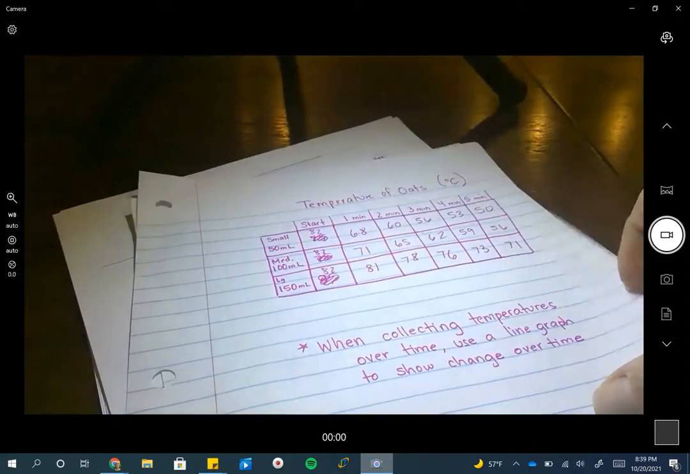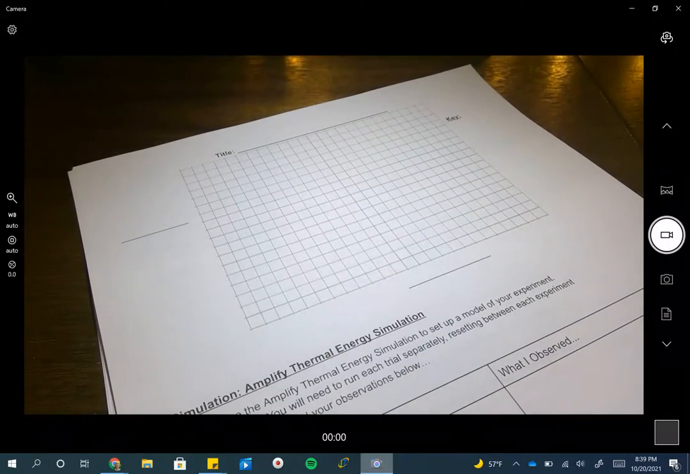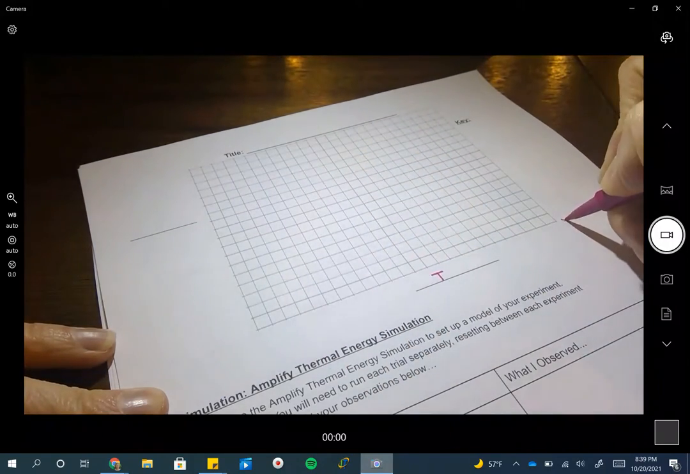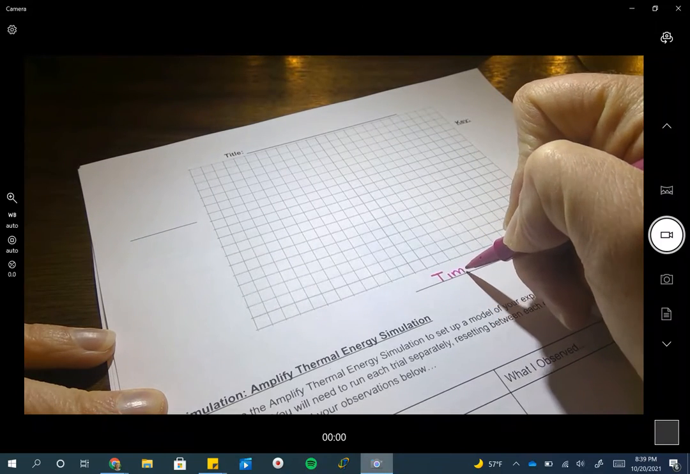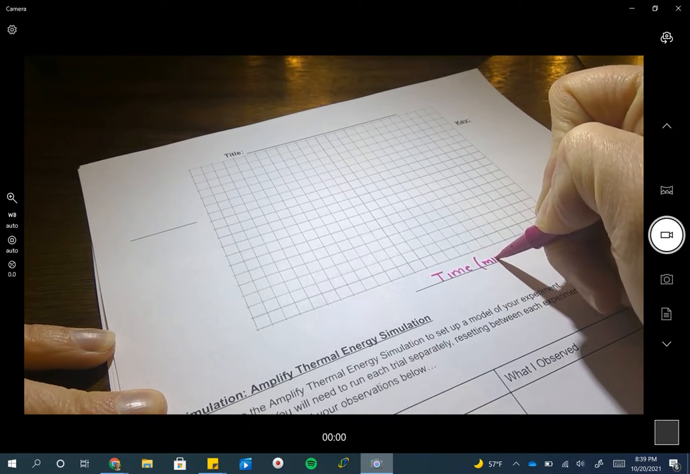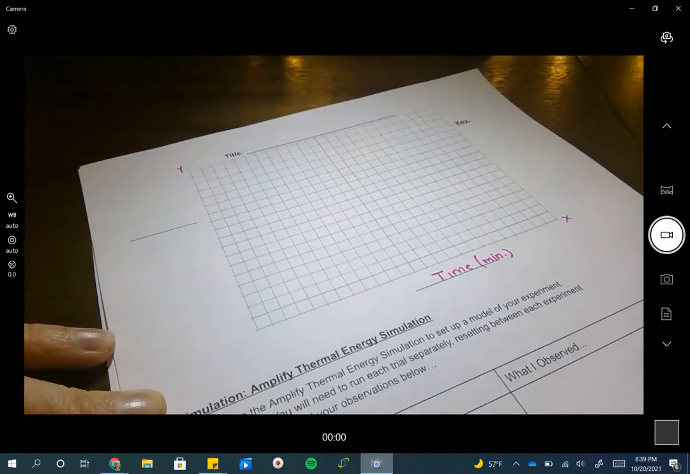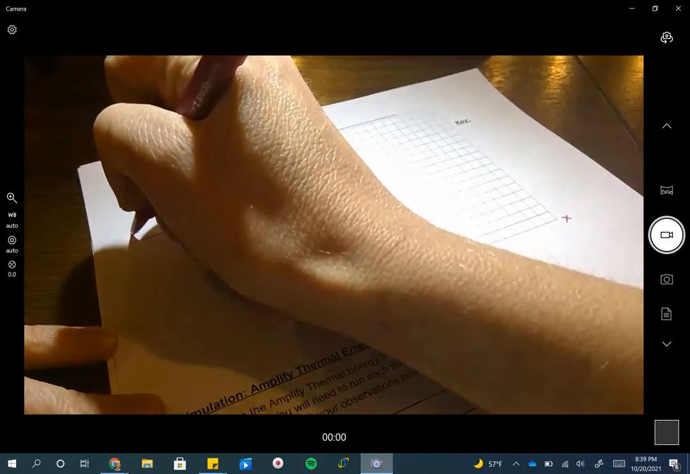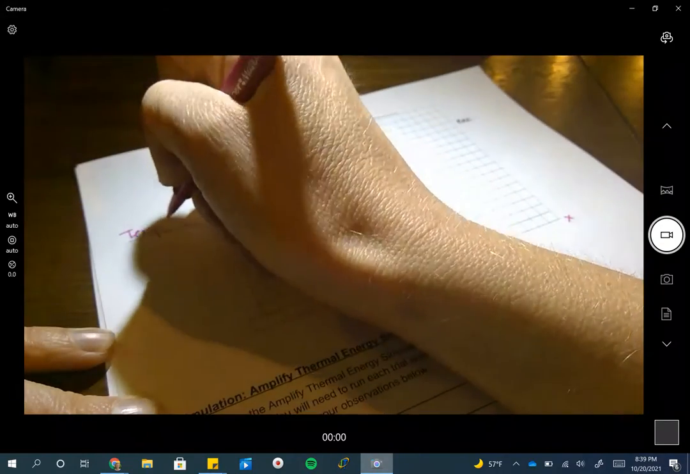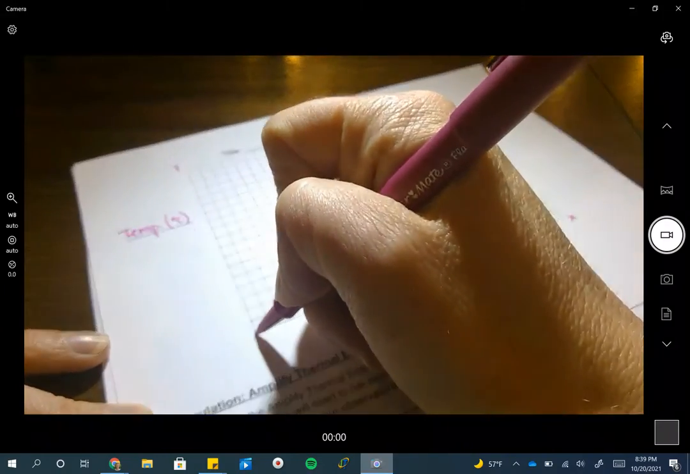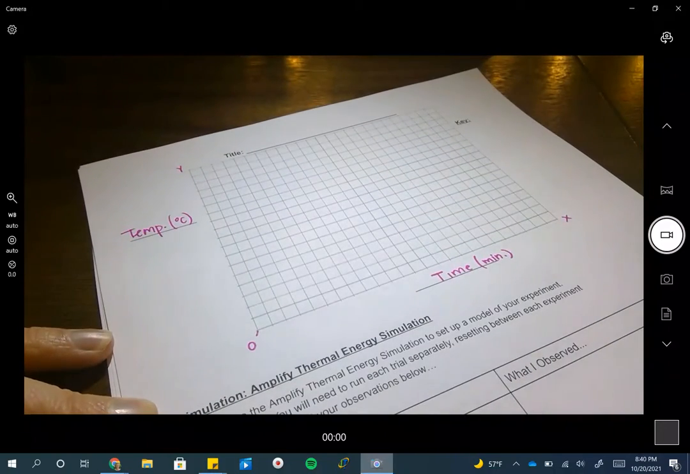So I've got my graph paper here, and this is on your lab sheet. And I'm going to go ahead and label my x-axis. Remember, x is the one that goes across, time, and my unit is minutes, so always label your unit. And my y-axis, which is the up and down one, is going to be temperature. And again, degrees Celsius is what we should be using.